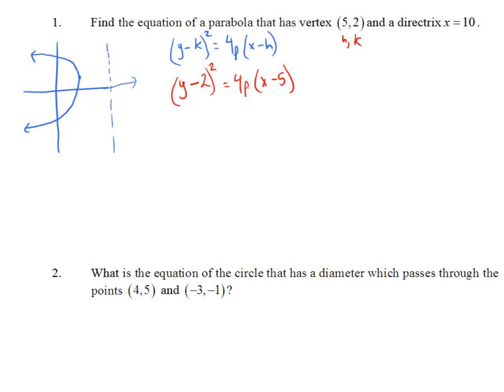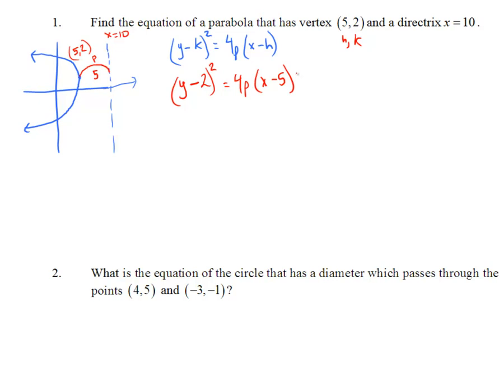P comes from the distance from the vertex to the directrix, or the vertex to the focus. In this case, we're going from 5 comma 2 to x equals 10. So here x is 5, here x is 10. That means the distance between them, which is p, is equal to 5.